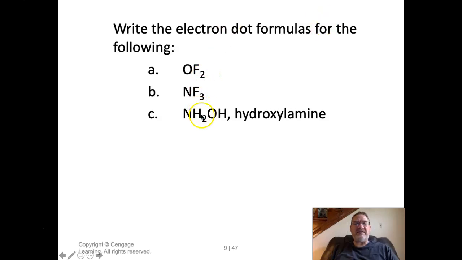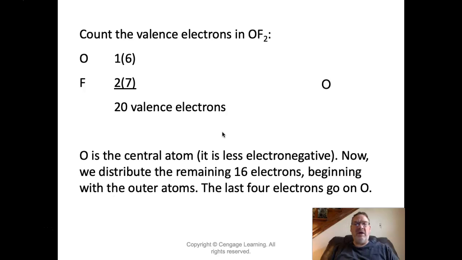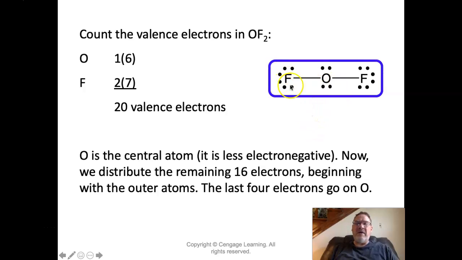And as you look at these three examples, you're going to see the same thing happening with them. And I'm just going to go through the first one, the oxygen difluoride. Again, we count the number of valence electrons. We draw the skeleton structure. Oxygen's the central atom. It's the lower electronegativity. Note how the fluorines bond, each fluorine bonds to the oxygen. The electrons go around the fluorine, and then the remaining electrons go on the oxygen.